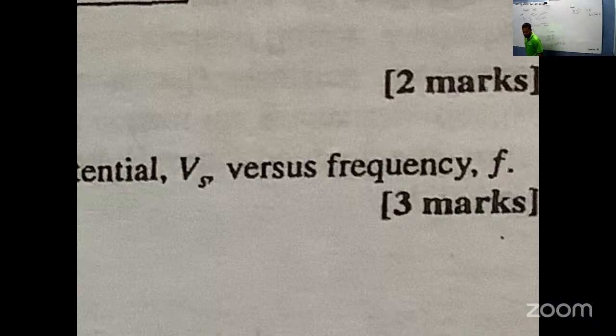Hurry up. Take the second equation and rearrange it. Rearrange the formula and put it in the form y is mx plus c.